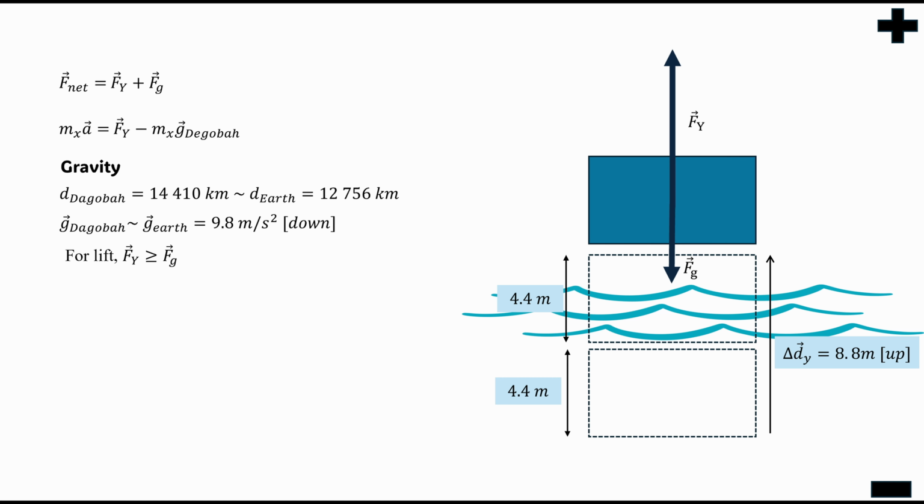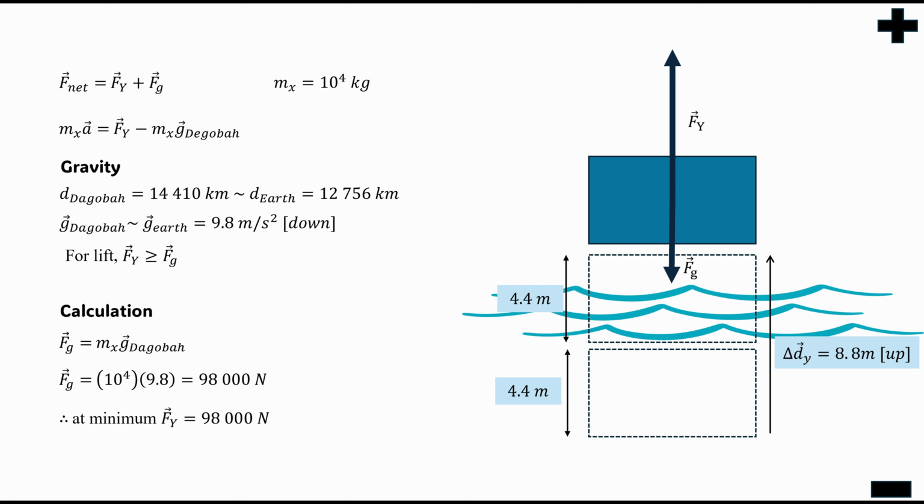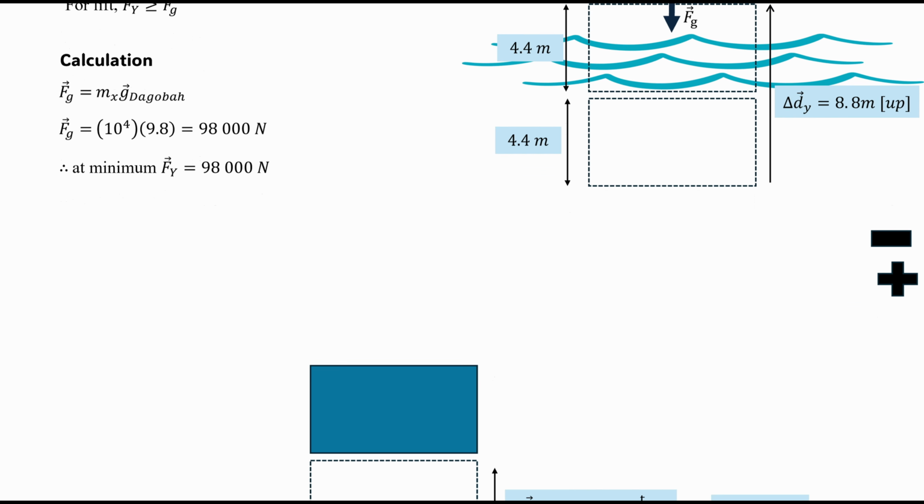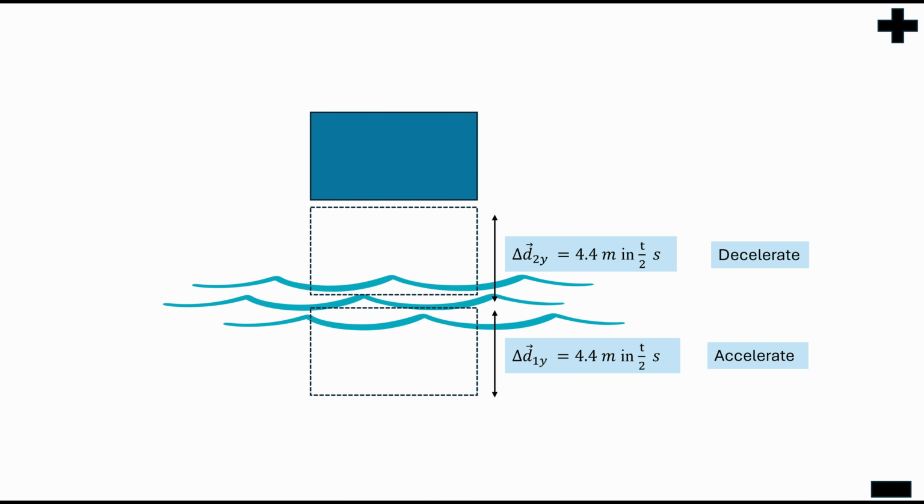And of course, for lift, the force Yoda exerts must be greater than or equal to the force of gravity, meaning our minimum force is when Yoda's force equals the gravitational force. As such, substituting our values, we get that the minimum force Yoda exerts is 98,000 newtons. The only remaining unknown that we need in order to get the maximum force is vertical acceleration, which must be inferred from the observed kinematics, as currently we do not have enough information to obtain it.